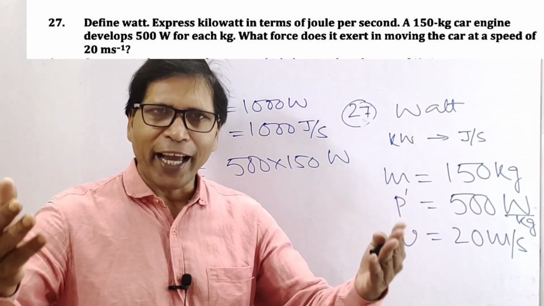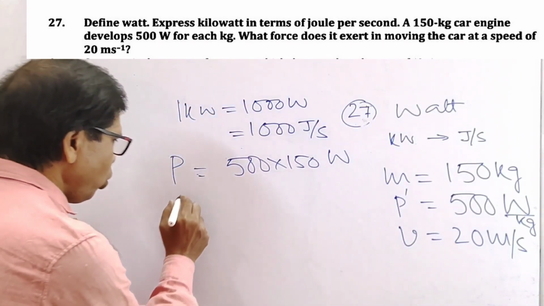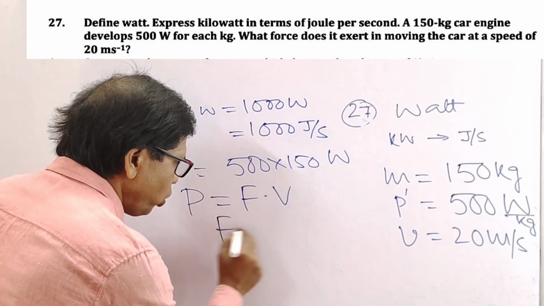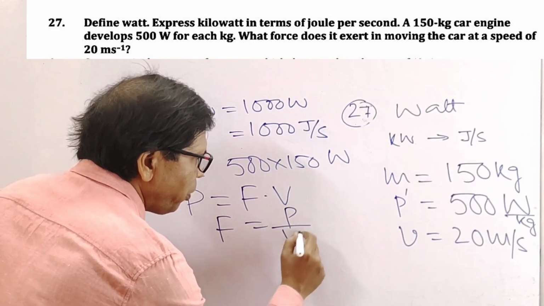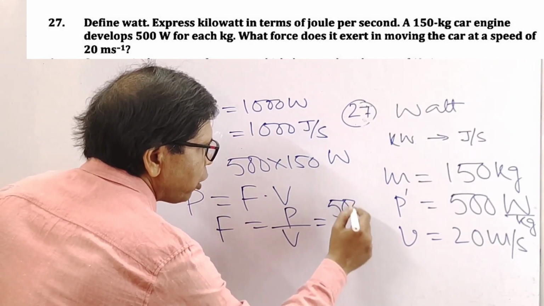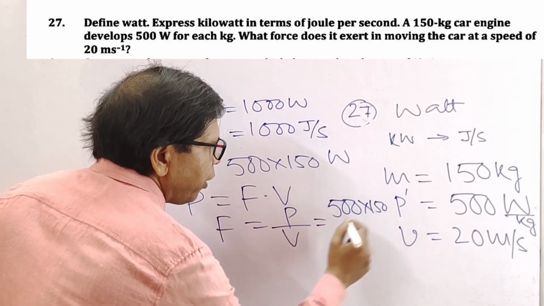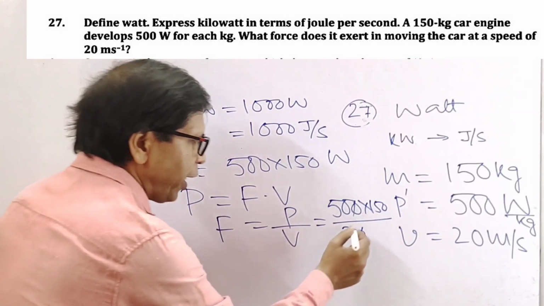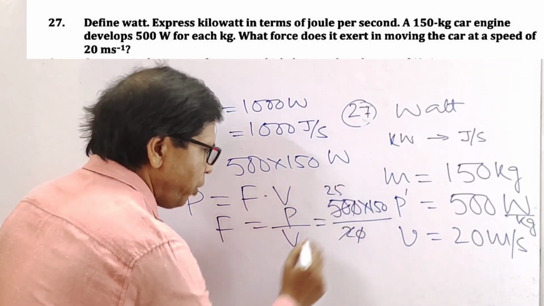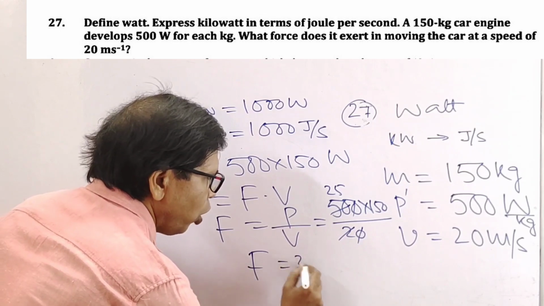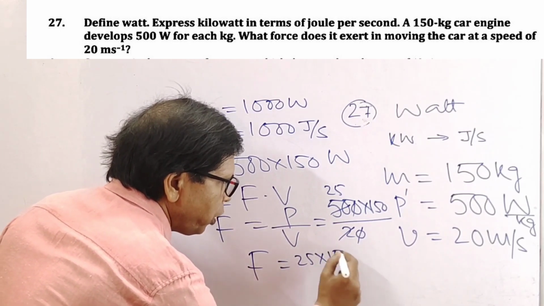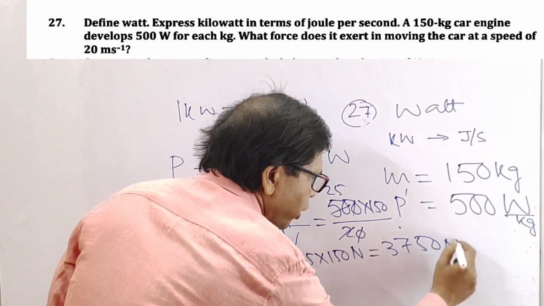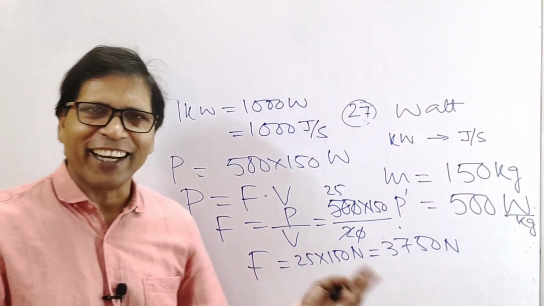We have to find the force acting on the car. Look at this, we know power equal to force into velocity. Therefore force equals power divided by velocity. Power is 500 into 150 divided by velocity which is 20. This and this cancel out, and this is 25. Therefore force is equal to 25 into 150 Newton. So this is 3750 Newton, the force acting on the car.